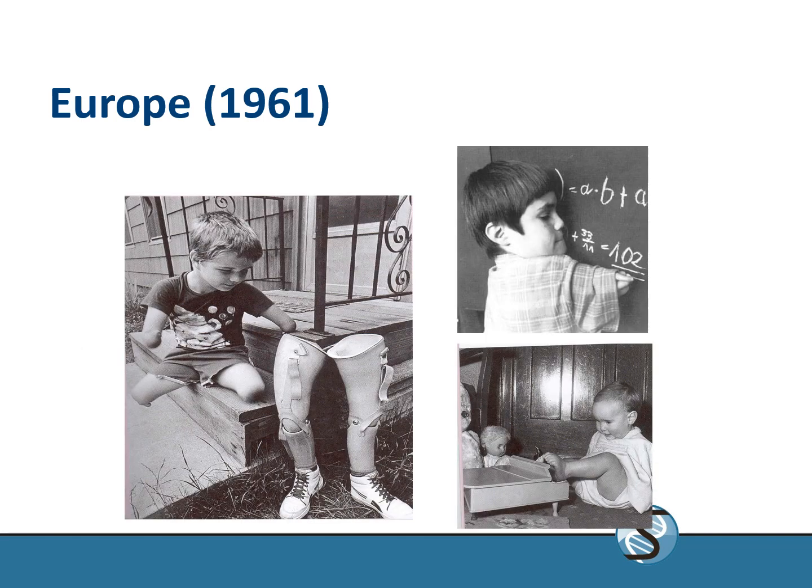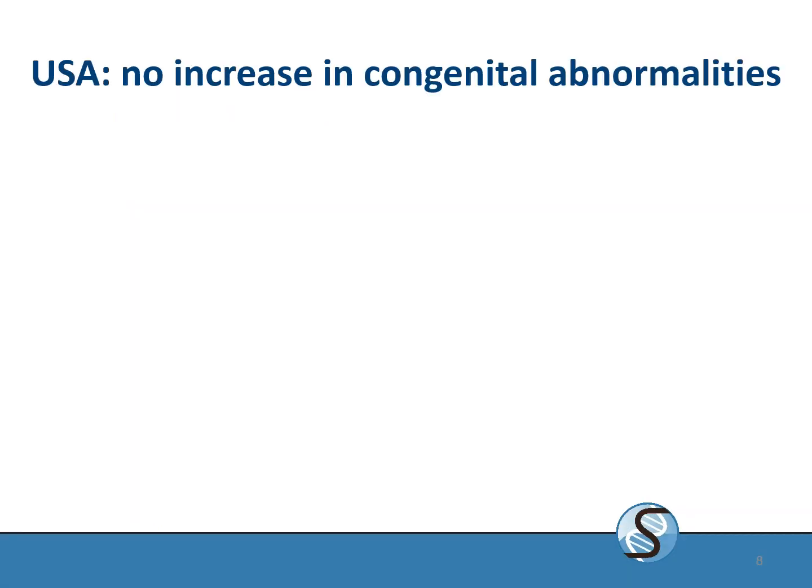And here you see pictures of children with this birth defect. Phocomelia means abnormal development of arms and legs, while amelia means total absence of arms and legs. Surprisingly, there was no increase in congenital abnormalities in the United States of America. Why? What was the reason?